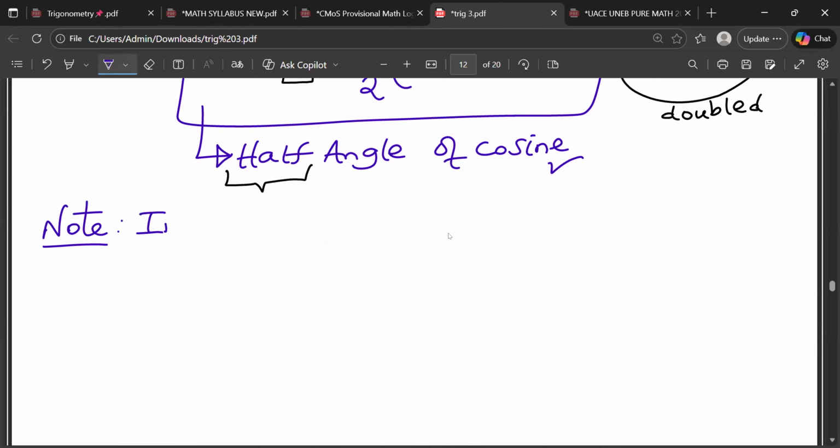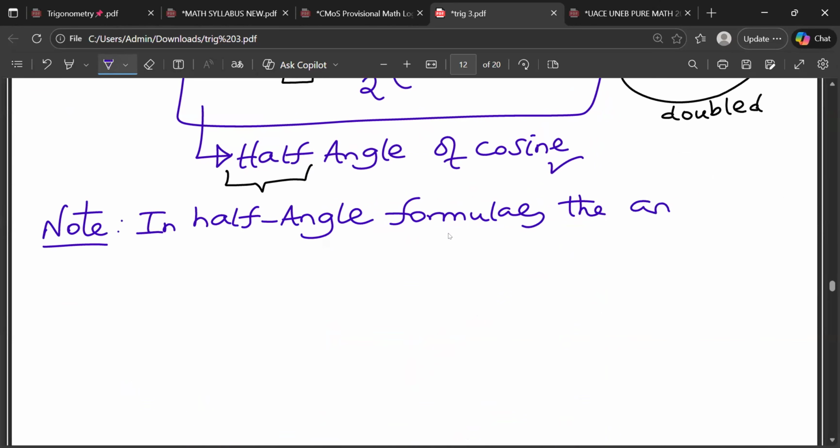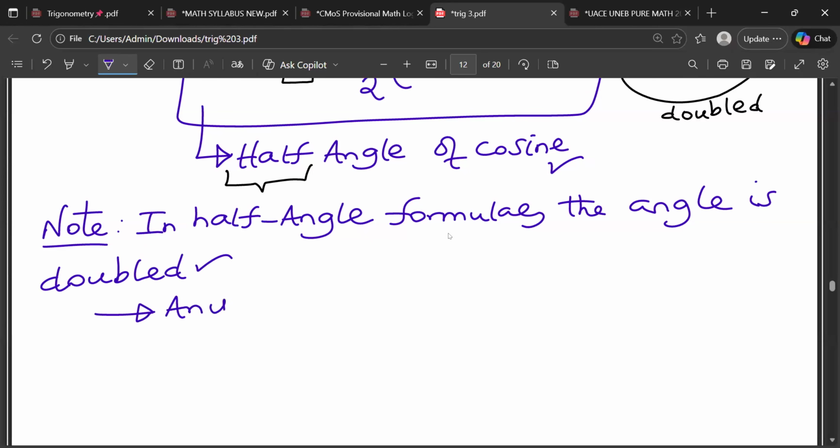So now we know that in half angle formulae, the angle is doubled. The angle is doubled. Any angle can be doubled.